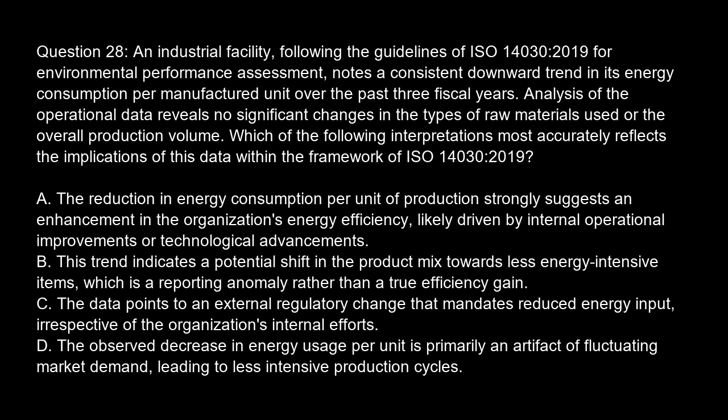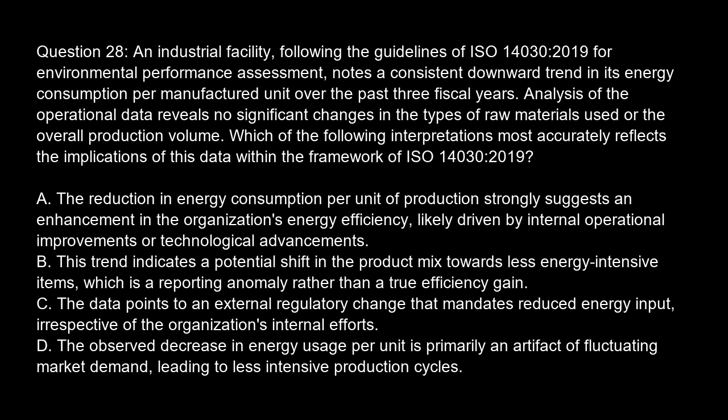Option A. The reduction in energy consumption per unit of production strongly suggests an enhancement in the organization's energy efficiency, likely driven by internal operational improvements or technological advancements. Option B. This trend indicates a potential shift in the product mix towards less energy-intensive items, which is a reporting anomaly rather than a true efficiency gain.